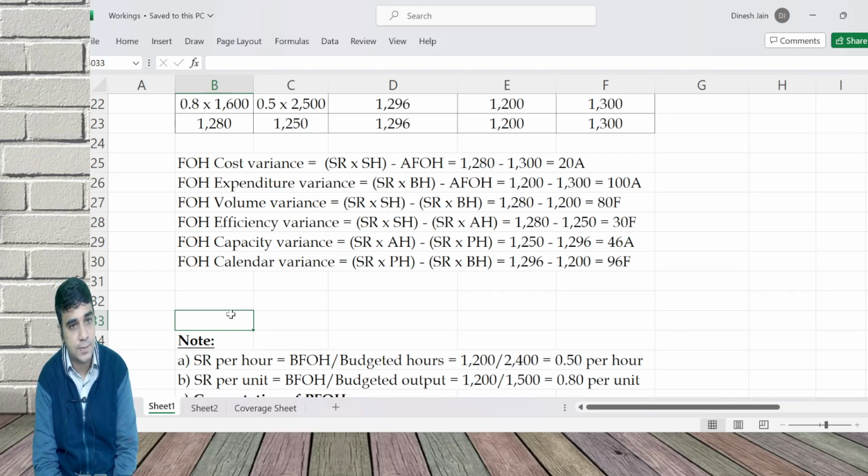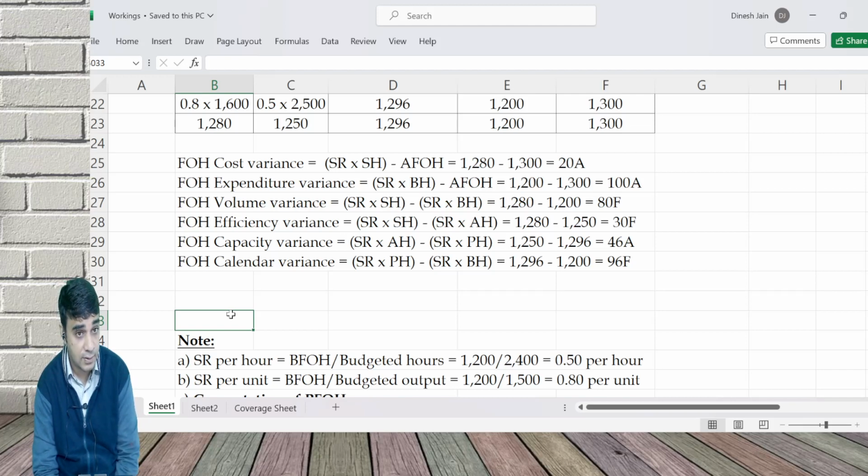Any doubts on this? 20 adverse, 100 adverse, 80 favorable. 100 adverse plus 80 favorable is 20 adverse. 80 favorable is 30 favorable plus 46 adverse plus 96 favorable. All put together is that 80 favorable number. Any doubts? Is there a doubt?